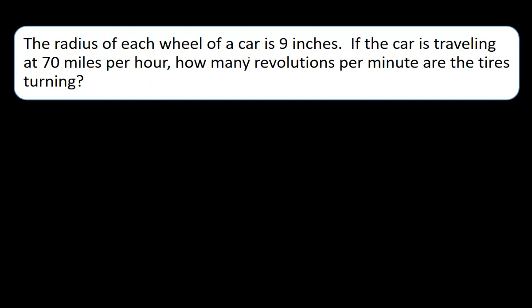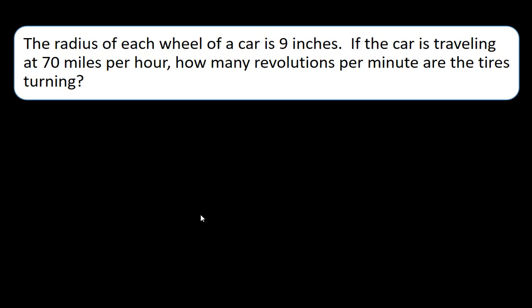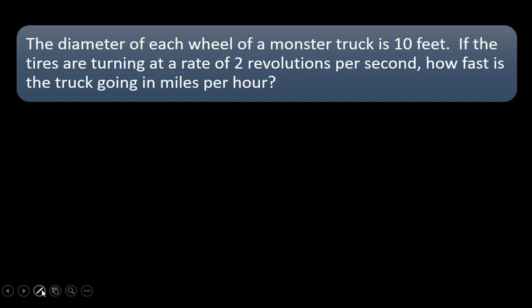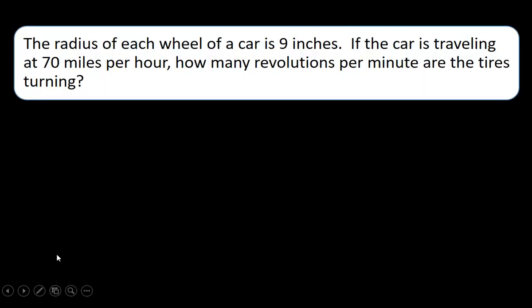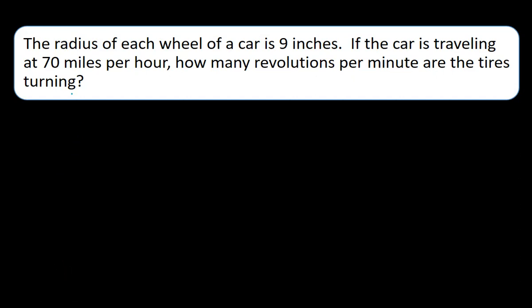The radius of each wheel of a car is 9 inches. If the car is traveling at 70 miles per hour, how many revolutions per minute are the tires turning? So what we want to make sure of is, when we start the problem, we have to be given a certain rate to start. And as you can see, we are traveling at 70 miles per hour. So that is how we're going to start the problem. 70 miles per 1 hour.